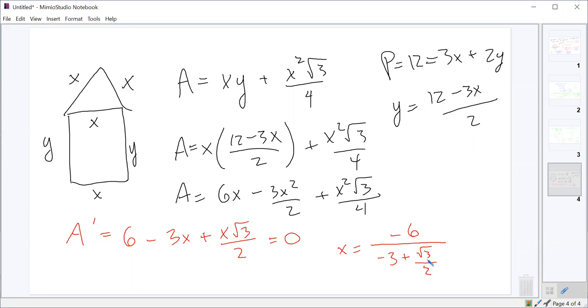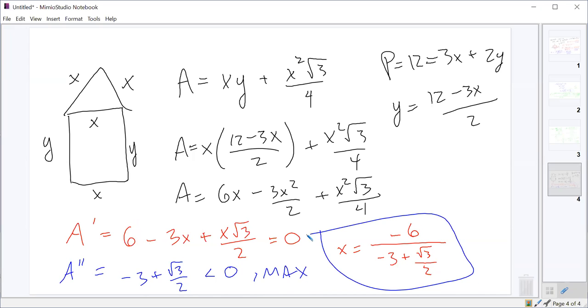Good with that so far? Is that Evan that was asking this, right? Yeah. Good with that so far? Yeah. Okay. And then from there, you can either use a sign chart or a second derivative test. I'd use a second derivative test just because it's pretty easy. 6's derivative is 0. This one's just negative 3 plus root 3 over 2. Well, negative 3 plus root 3 over 2 is negative, which tells you that you have a max when X equals this.